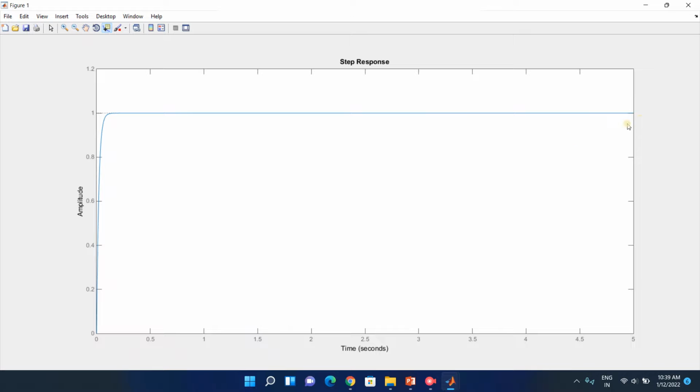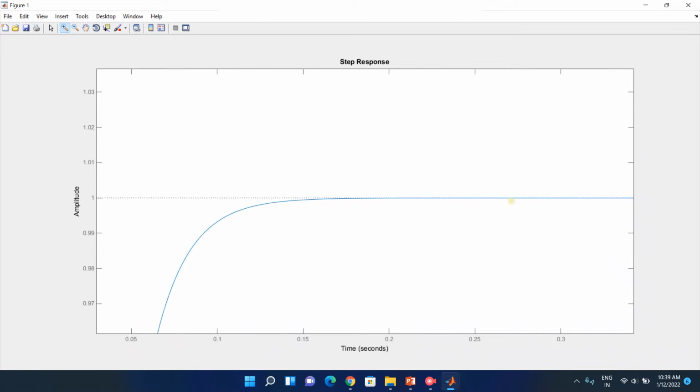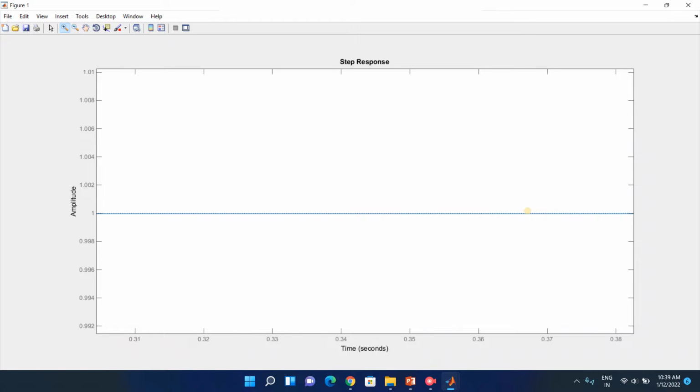Now you can see that the input was step, okay, output is also almost step, because if you zoom now, this is just tuning of the gains.